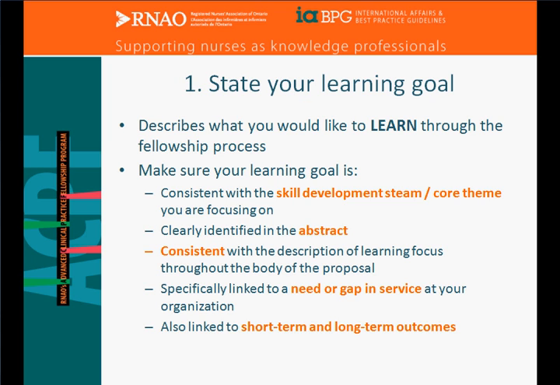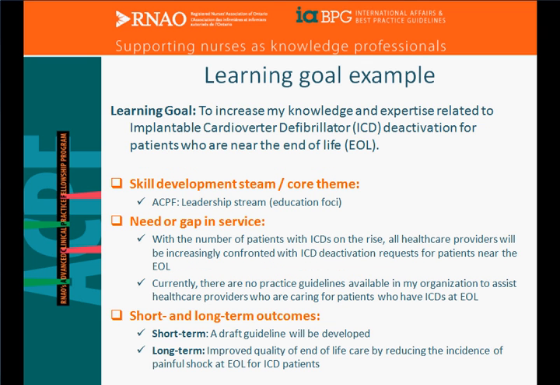I've highlighted learn here because really that's the focus of the fellowship. I also want to stress that your learning goals should be consistent throughout your proposal, and consistent with the skill development stream you have chosen or the core theme if you have picked the AMS fellowship. Again, your learning goals should be clearly identified in the abstract, consistent throughout the whole body of the proposal, and should be specifically linked to a need or gap within your organization. Also, it should be linked to short-term and long-term outcomes, and you are asked specifically in the proposal what the short-term and long-term outcomes of your fellowship will be.